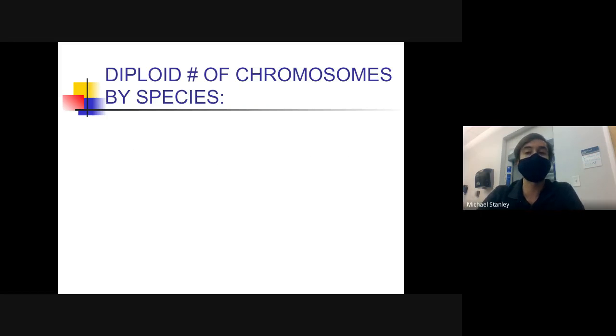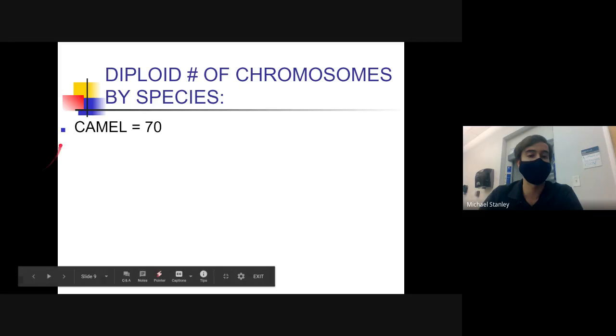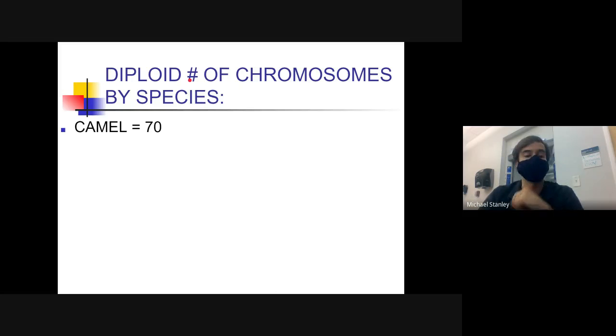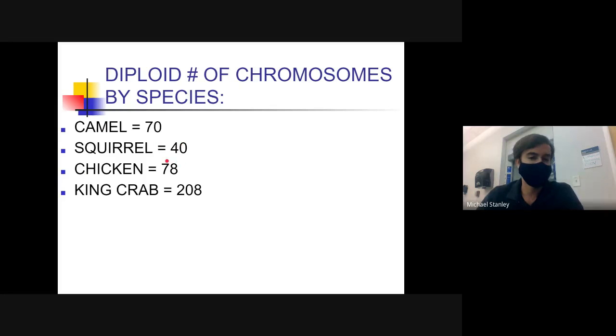So species are all over the place in terms of how many chromosomes they have. Camels have a total of 70 chromosomes. Again, this is the diploid number, so this is if we count all of the copies, how many do they have? Squirrels have about 40. Chickens have 78. King crabs have a ton of chromosomes, 208 total.